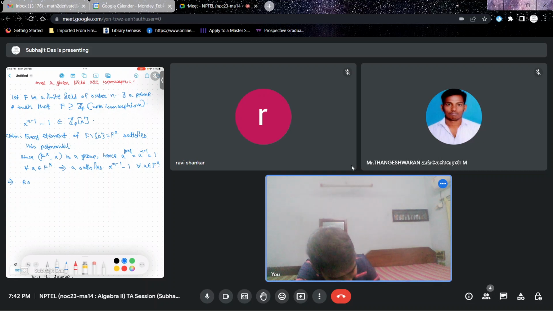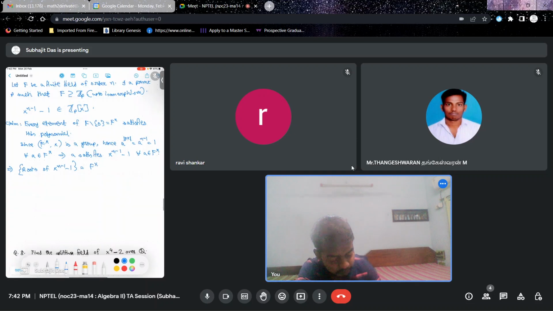So roots of x to the power n minus 1 minus 1, this set is equal to F cross, which implies roots of, if you just multiply x to this, the factor x corresponds to the root 0, so roots of x to the power n minus x is equal to F. The set of roots of x to the power n minus x is equal to F, right?